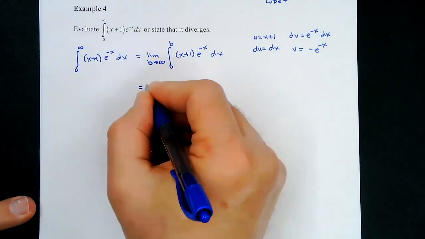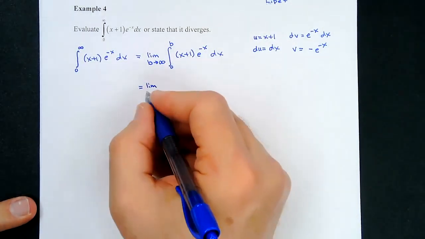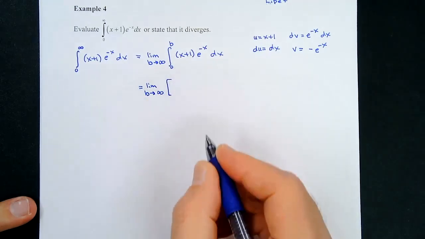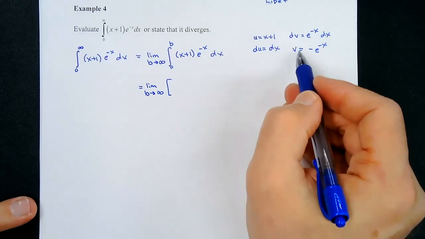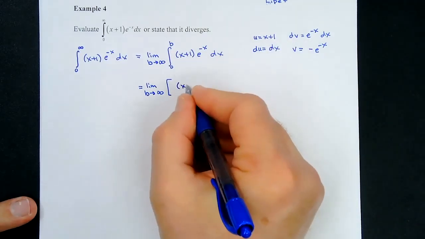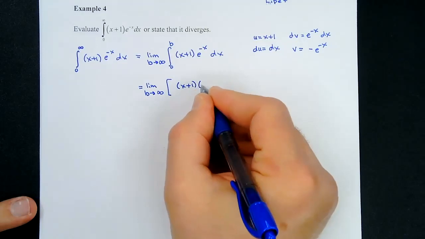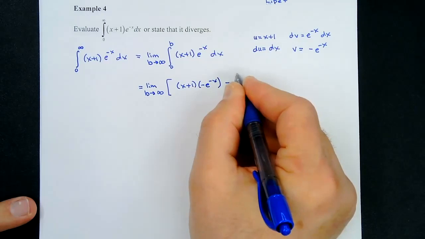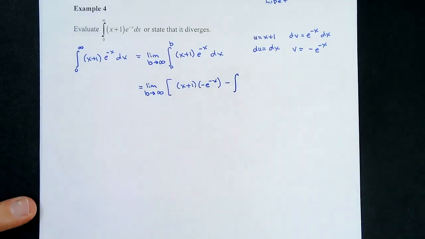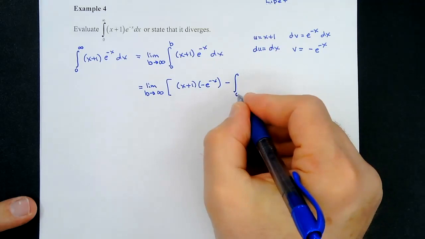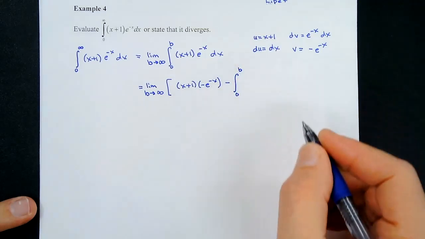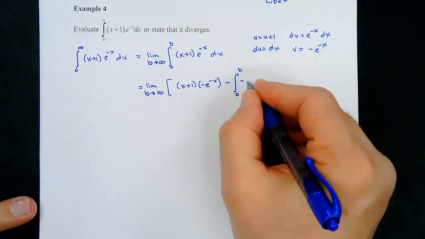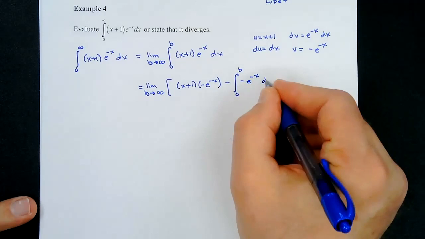So this is equal to the limit. It's just a way to remember how to write it. Okay. b goes to infinity of ultraviolet. So u times v. So that'd be x plus 1 times negative e to the negative x minus the integral. And here's where we pick up the integral from 0 to b. And voodoo, right? So that's v du. So that'd be negative e to the negative x dx.